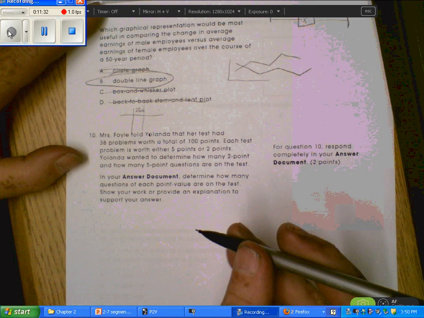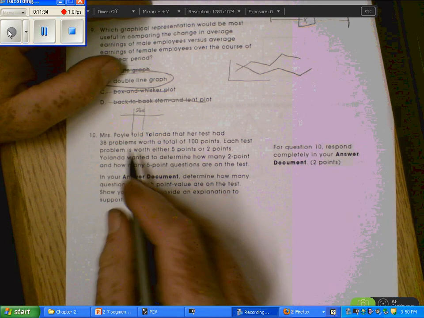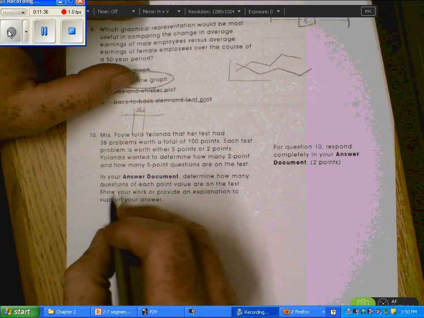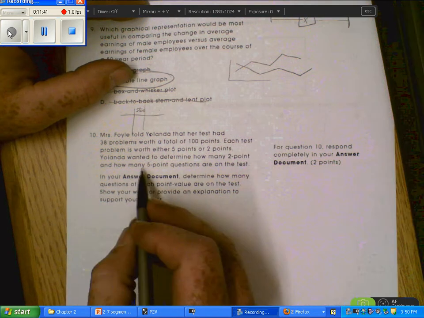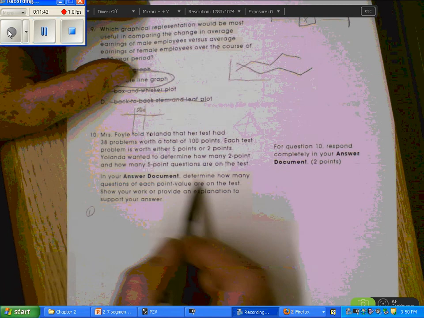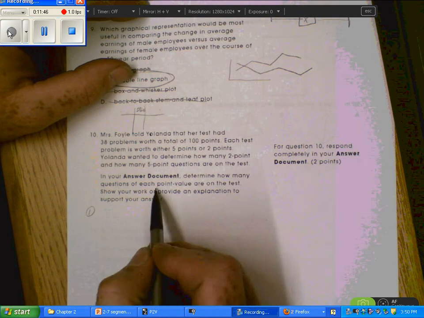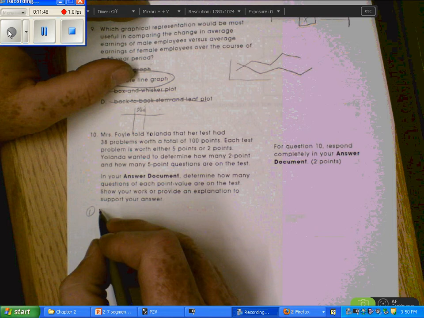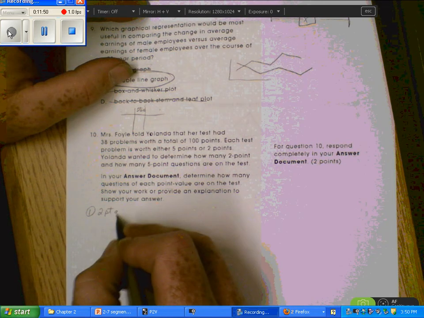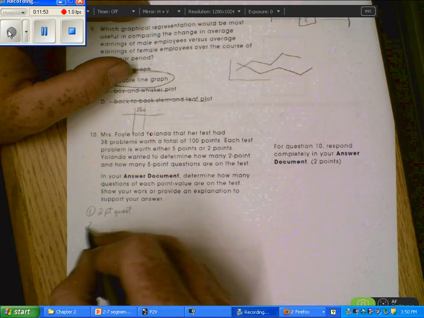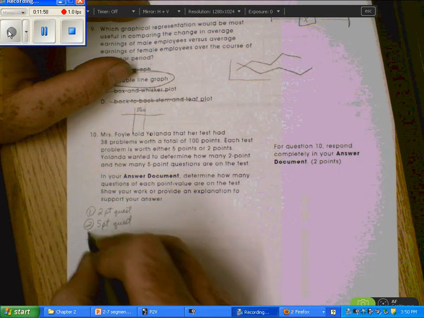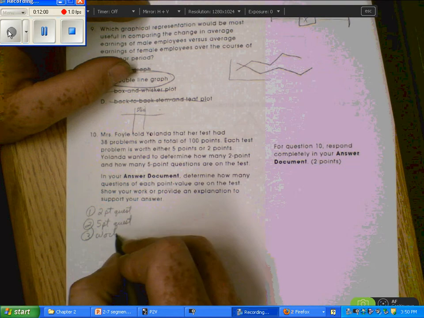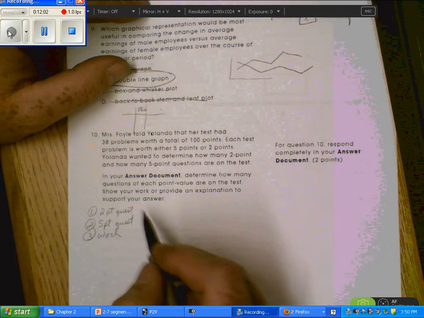Miss Foyle told Yolanda that her test had 38 questions, or 38 problems, worth 100 points. Each test problem is worth either 2 or 5 points. Yolanda wanted to determine how many 2 and how many 5 there are. In your answer document, determine how many questions of each point value there are. So we need to know how many 2-point questions there are and how many 5-point questions there are. We want to show our work, and that's going to give us the full points.